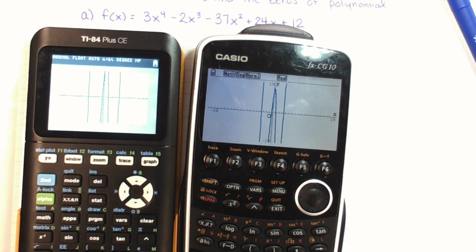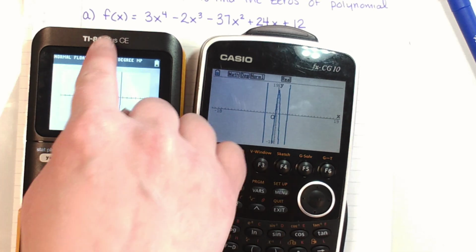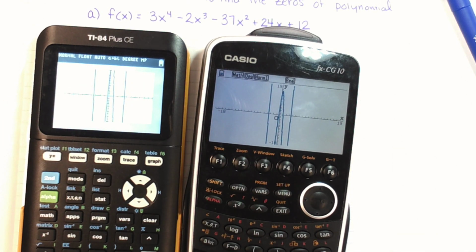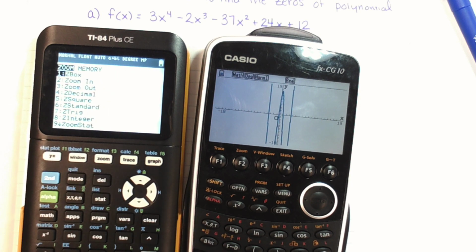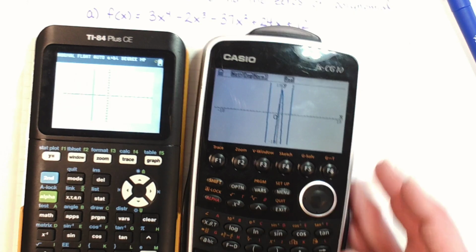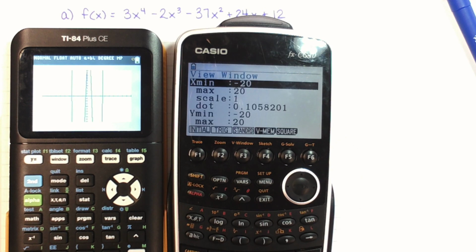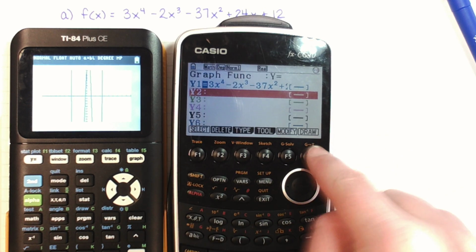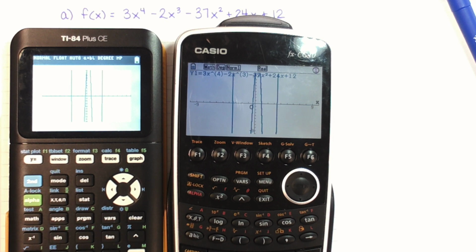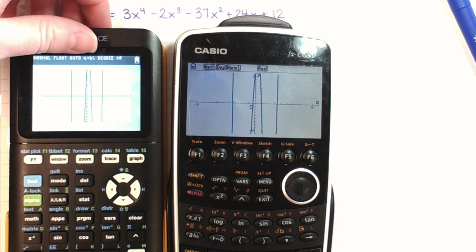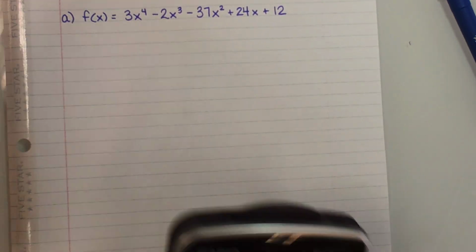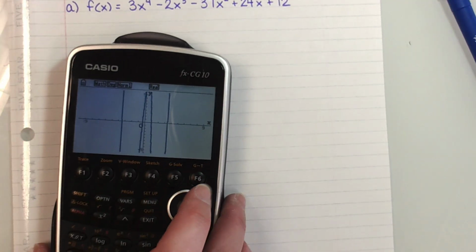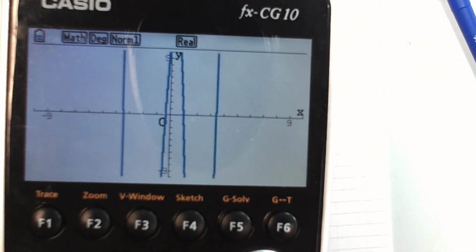On your calculator, if you cannot see something that looks nice, change your zoom. On your TI, go to zoom, and a standard zoom should do. On a Casio, click viewing window and click standard. Exit and then go back to draw. Do you see something that looks something like this on your calculator?